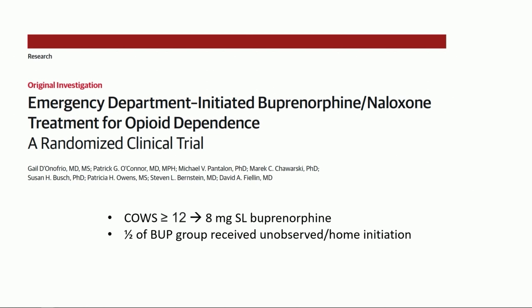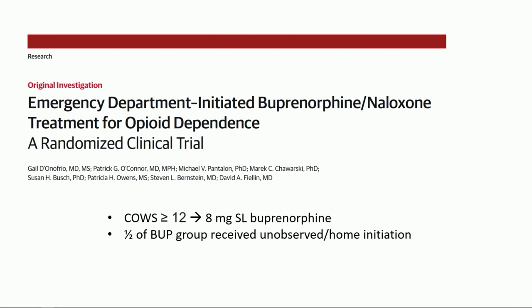So in that initial study, those who were randomized to the buprenorphine group got 8 milligrams of sublingual buprenorphine, for a clinical opioid withdrawal scale of more than 12. The other thing that sometimes gets lost, and is a really important component, is that about half of the people who got buprenorphine actually had unobserved initiation. So when you're talking to your ED colleagues about how this is a safe and easy thing to do, they started with 8 milligrams and they did just fine at home. That's laying the landscape of where we are.